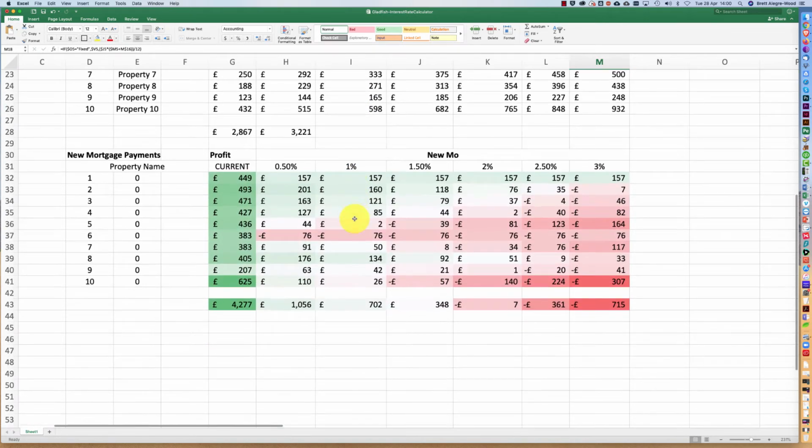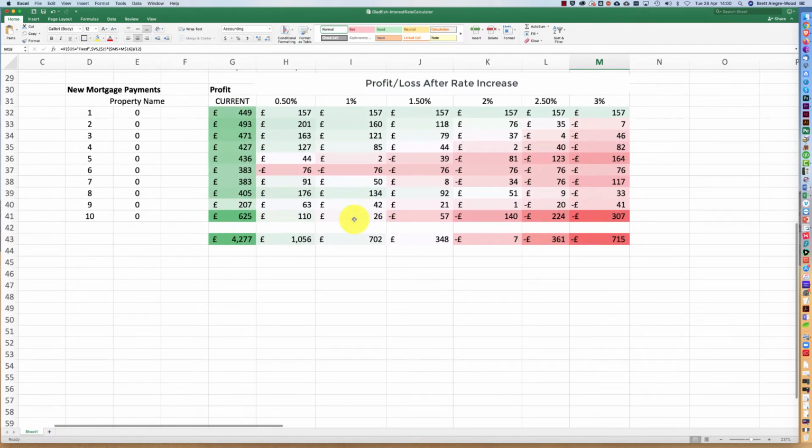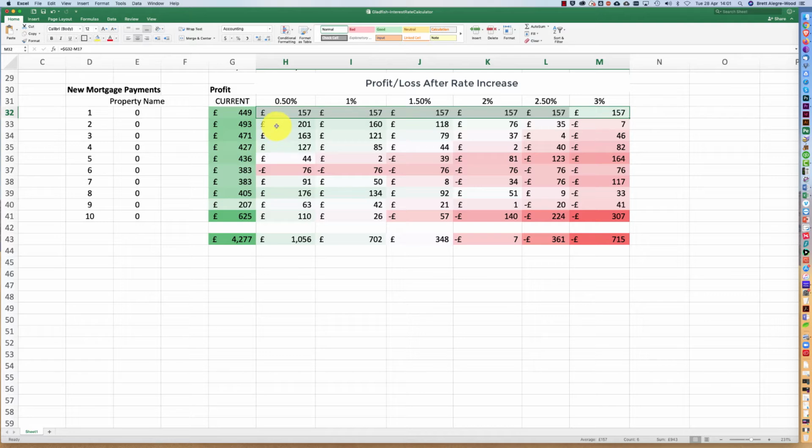Then we come down here, because now we've got the new mortgage payment. Now we can look at this and see, right, this is our current profit before mortgage. Then we take away the new mortgage payment from above. That gives us, in this case, 151 profit, and that stays the same, because remember that was the fixed one. But as you can see here, at 0.5% we're still at 200, at 1% 160, then 118, and we're getting less and less. To go from green to red means a loss. White means getting close to a loss, and green means obviously good.